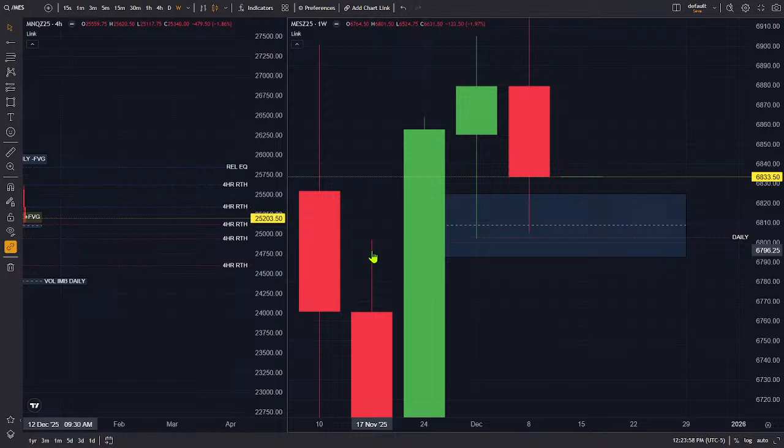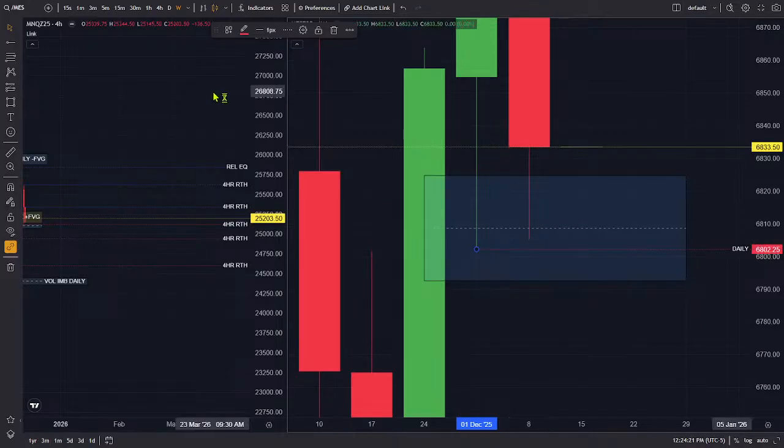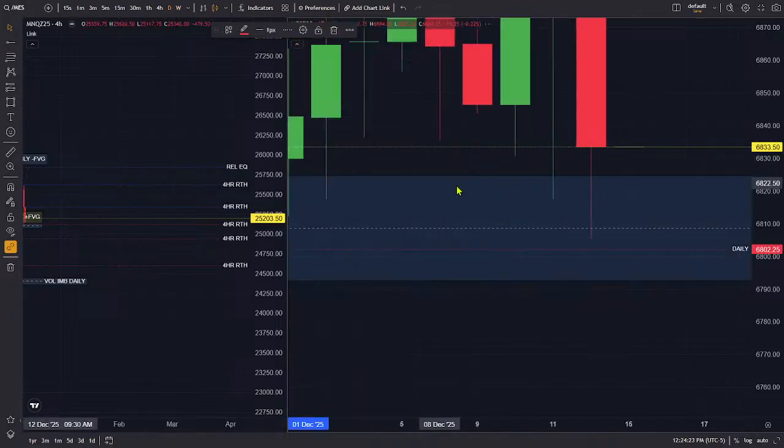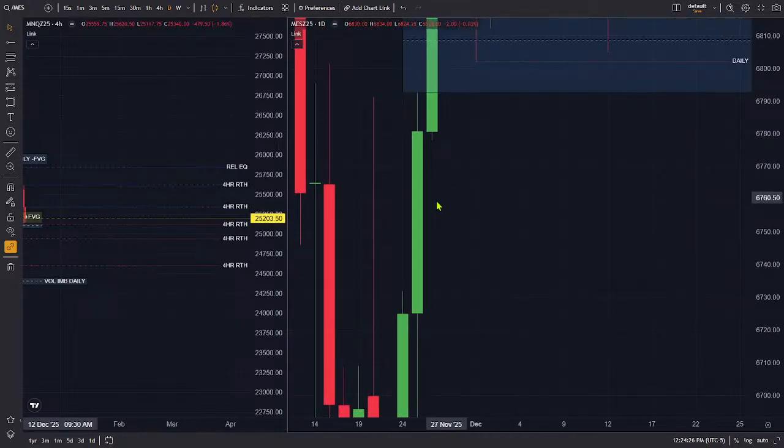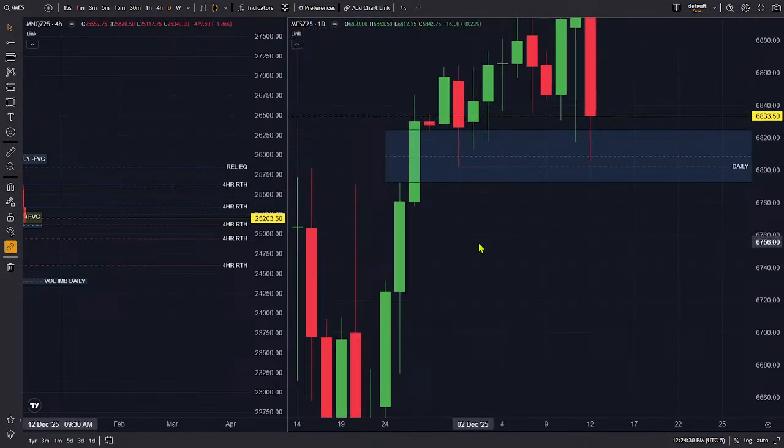High of this one is 68.01. The low of this one, 68.02. So there is a little bit of a gap there. Tiny little fair value gap. 1 point fair value gap on the weekly chart. I don't know if that's worth marking. We'll just leave it the daily. And if it gets traded through, then we'll go and focus on that one. But so far, it's been respected.